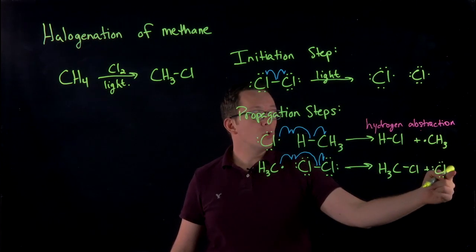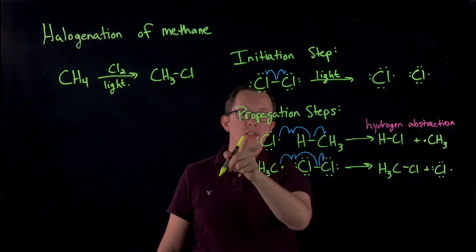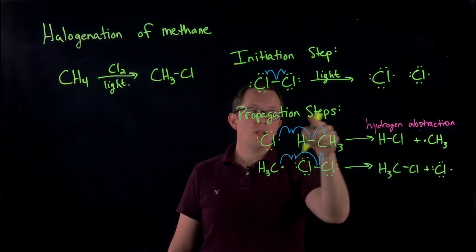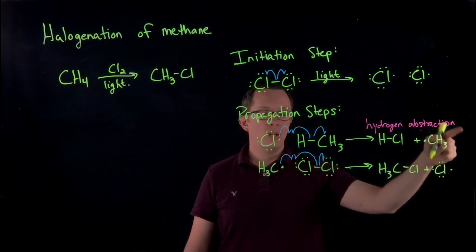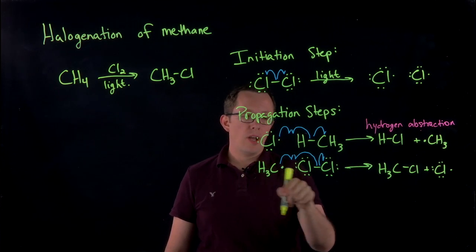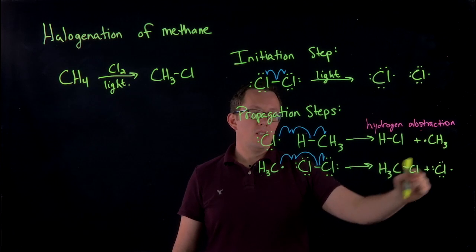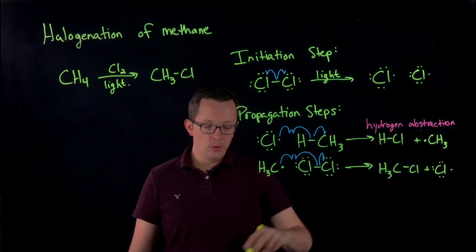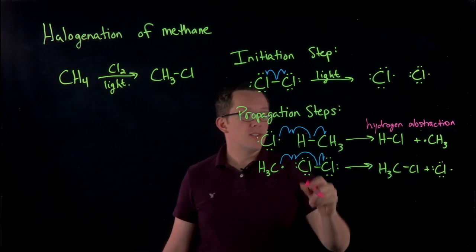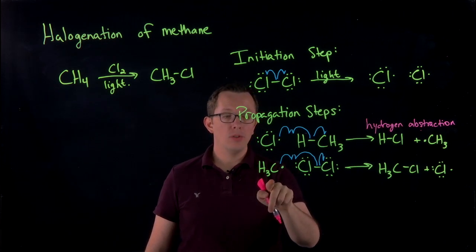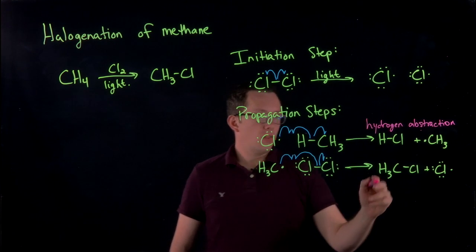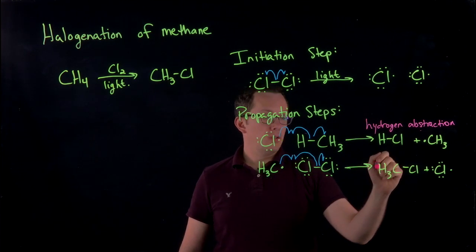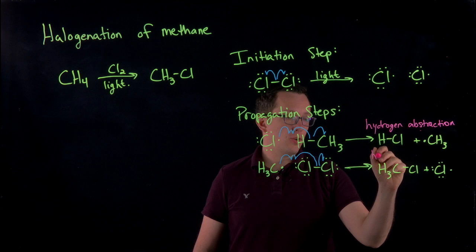Right? And so this chlorine radical can go back to this propagation step and abstract another hydrogen to generate another methyl radical, and then that methyl radical can react with another molecule of chlorine, and it continues this cycle over and over and over again. This second step, where the methyl radical is reacting with chlorine, it's abstracting a halogen. So this second step is often generalized as a halogen abstraction.